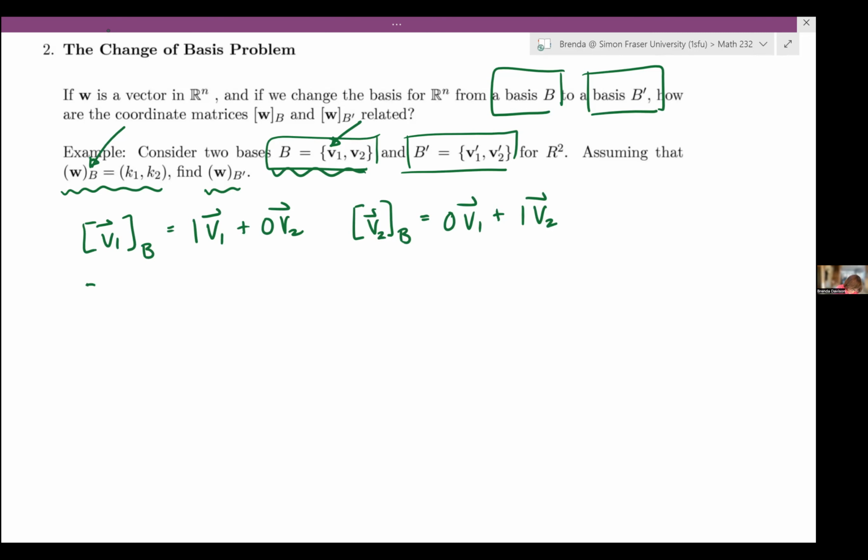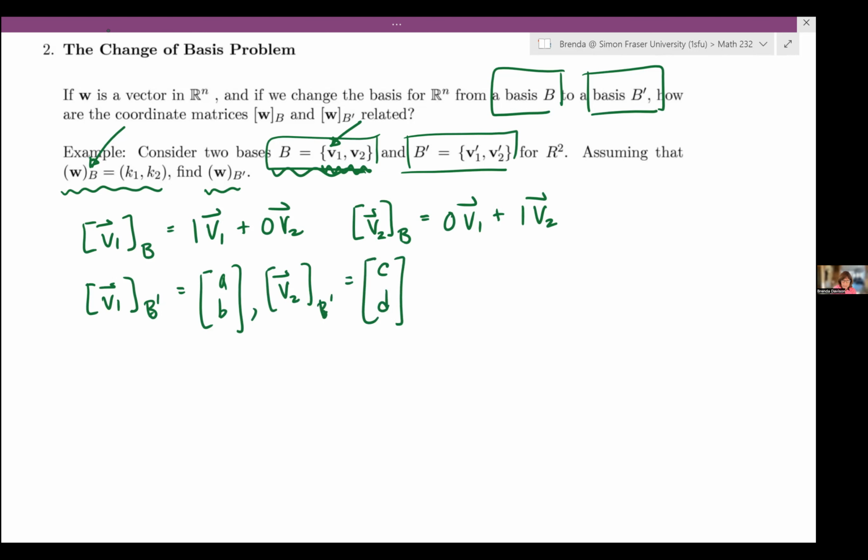So V1 in B prime looks like what? It is some two numbers, let's call them A and B. And V2, I'm talking about the basis vectors in B. How do I represent the basis vectors of B in the new basis B prime? We're talking about representing V2 in the basis B prime, and that is C and D.